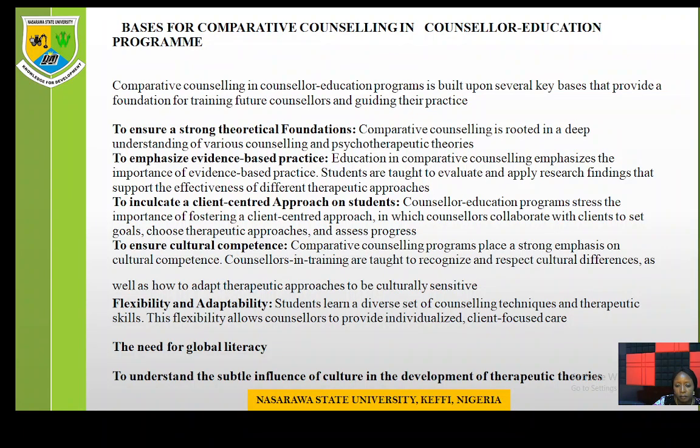Another reason why comparative counseling is important in our counselor education program for you is to inculcate a client-centered approach to whatever you are doing in counseling. So your focus in counseling is the client, and the client comes to you for counseling. The program is not first yours, but that of the client. And so, until the client's needs are met, the counselor should not feel satisfied. So, counselor education program stresses the importance of fostering a client-centered approach, so that you are sure that the person that came to counseling with a problem is well attended to.